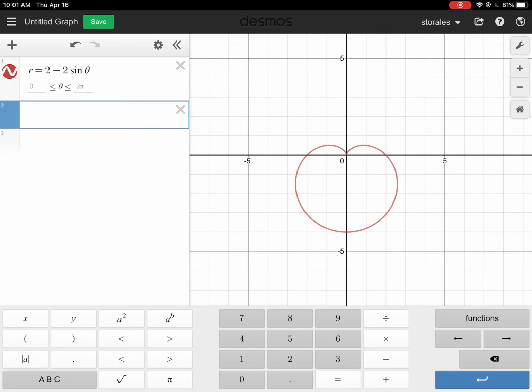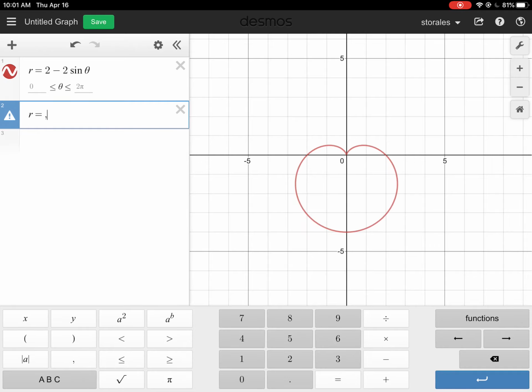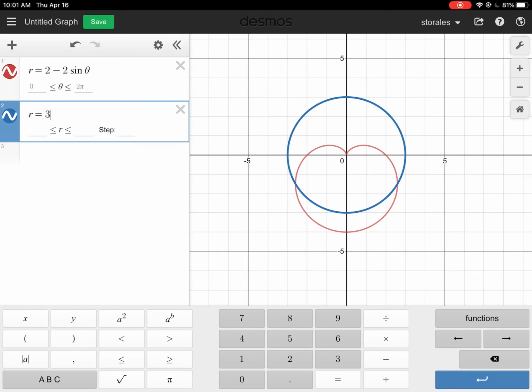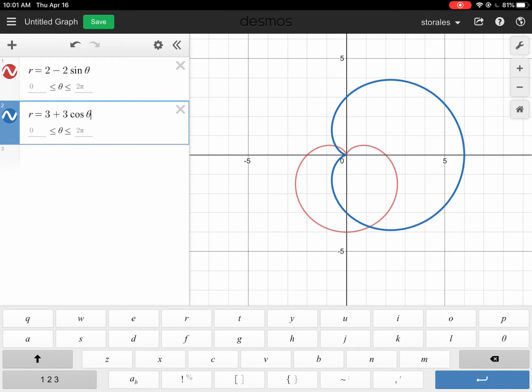Now, what if you had a cosine? Then you have r equals, let's try something bigger, let's say 3 plus 3 cosine theta. So now the cusp is pointing to the right. You do have symmetry with respect to the horizontal axis. And the distance between the pole and the point that's furthest out is twice your A value. So it's 6 here.